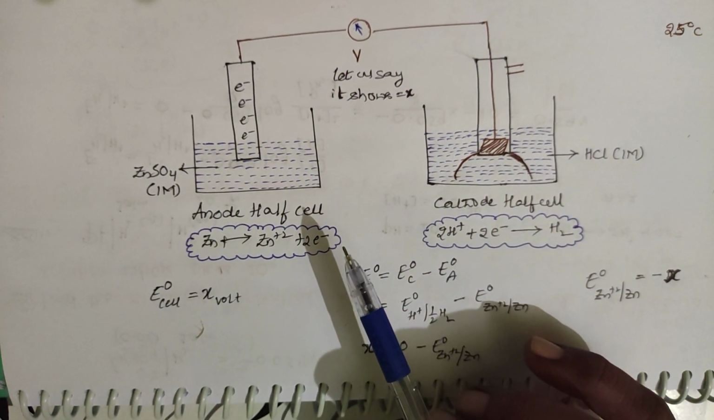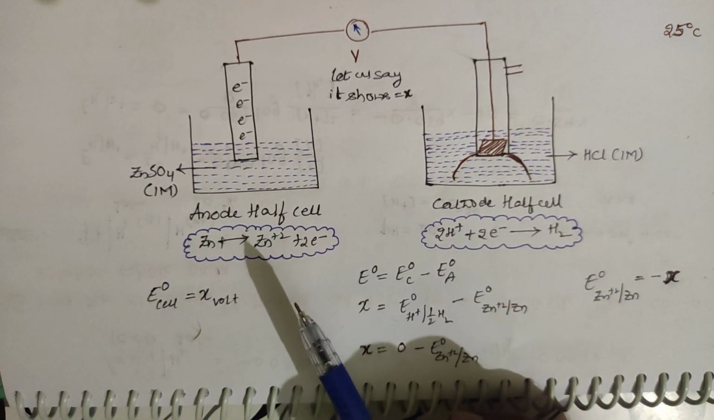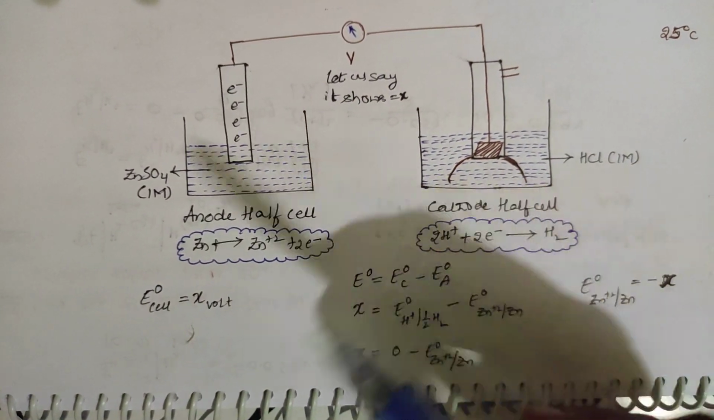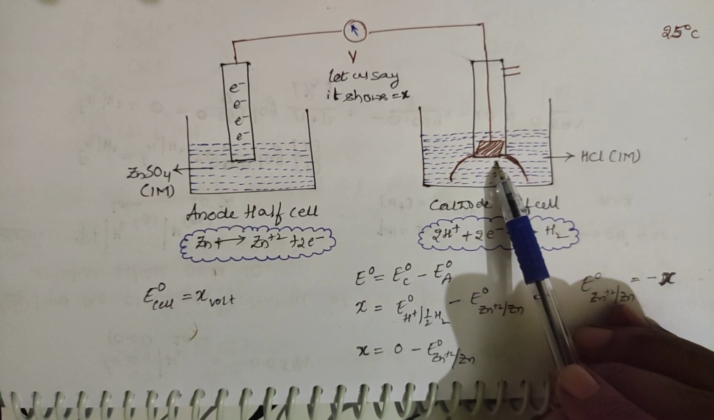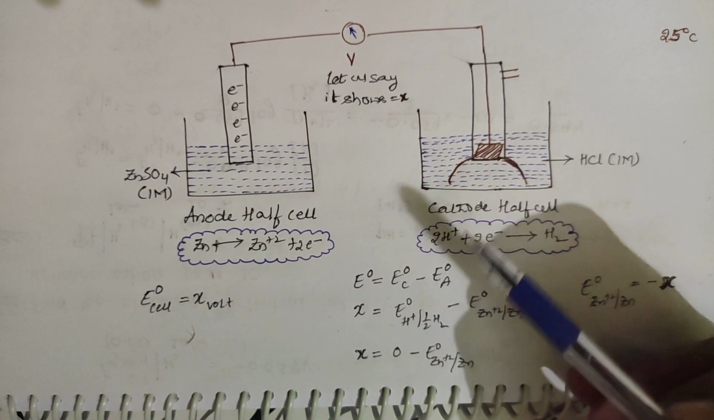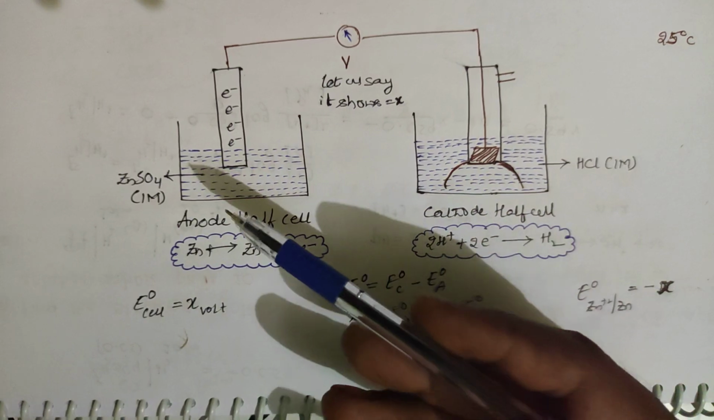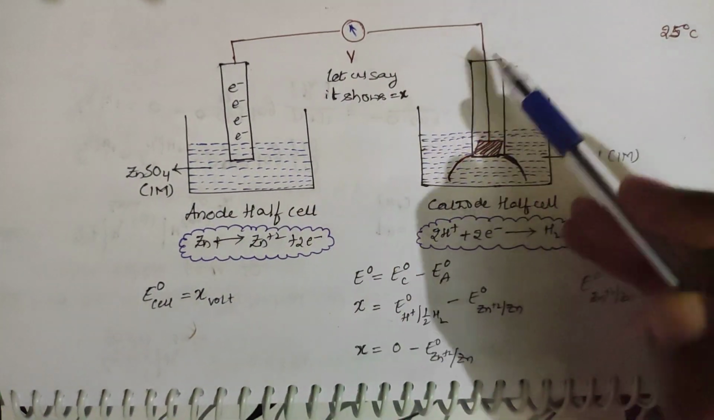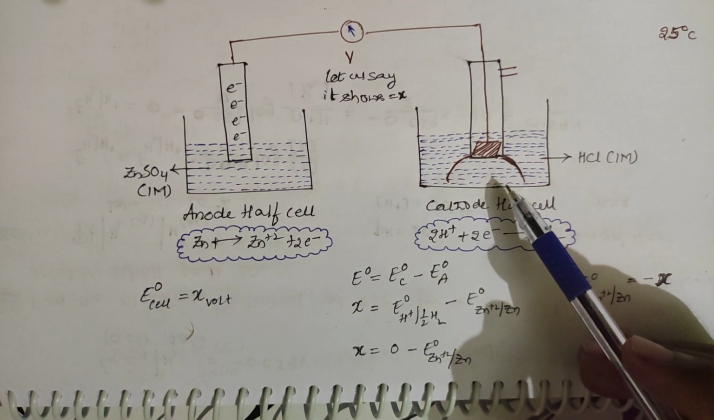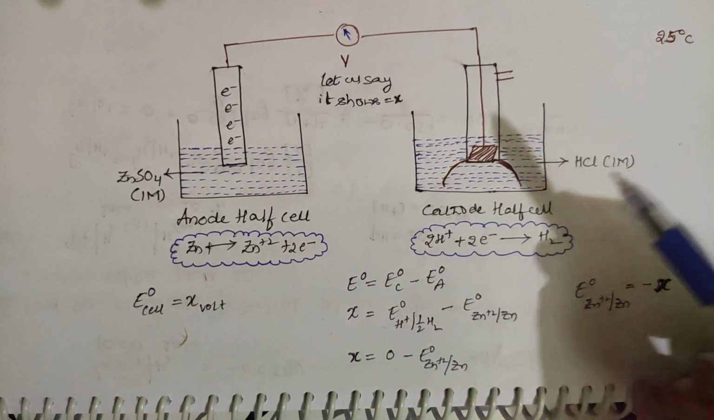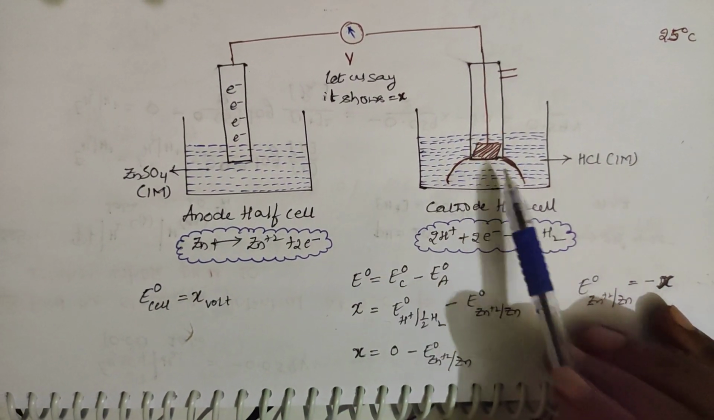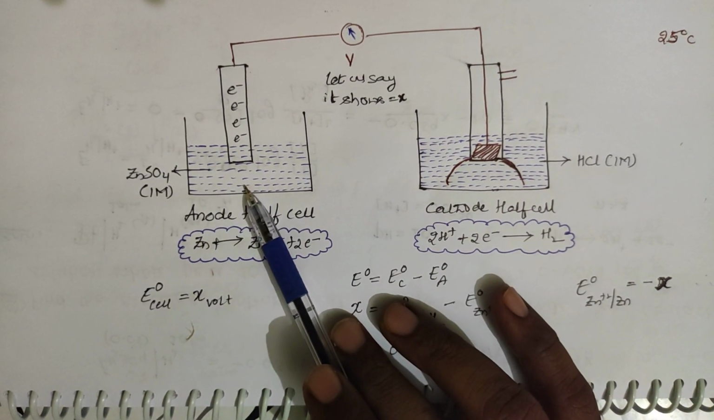Sometimes some elements will be present which get reduced more easily when compared to this one. Suppose I take something like oxygen. Oxygen means gas, so it will be taken with a platinum electrode with oxygen gas, whereas here we have taken hydrogen gas. Suppose something like Fe+2 or Fe+3. When you compare Fe+2 to Fe+3, this one will undergo oxidation, this one will undergo reduction.